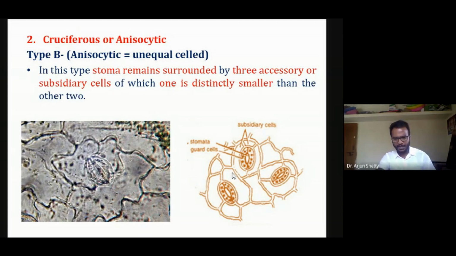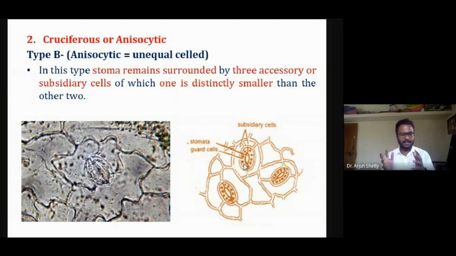If you want, you can check here. This is the microscopic image of the cruciferous or anisocytic type of stomata. Here you can see 1, 2, 3 subsidiary cells. Just see, one is quite smaller than the remaining 2.